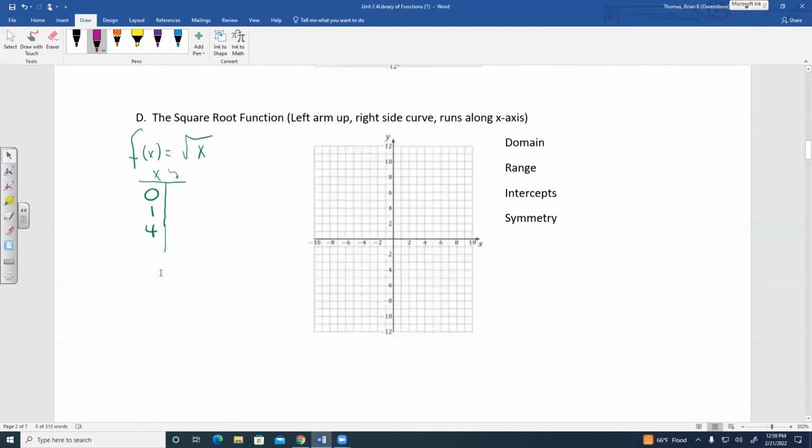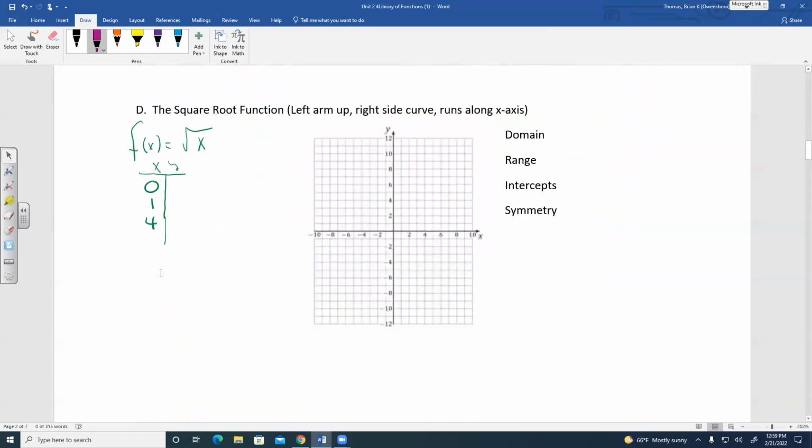The square root function, kind of what it means is, I think what I meant is right arm up. So this graph here, it kind of opens to the right. It's a right side curve, and it runs along the x-axis is how this is going to play out if we graph it. For us, we're just going to graph a few points.